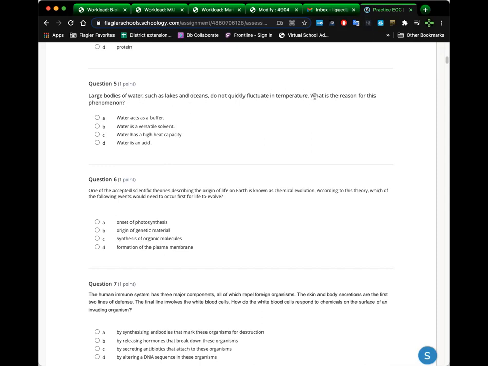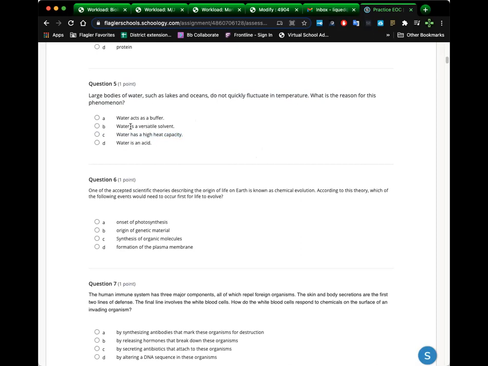Properties of water, reason for not fluctuating in temperature. Keyword is temperature, okay? There's only two things that really have to do with temperature. One would be expansion upon freezing, which is not even an option. And then high heat capacity, okay? High heat capacity, it basically takes a lot of energy to change the temperature of water. So it resists temperature change, or anything dealing with regulating temperature is going to be that.